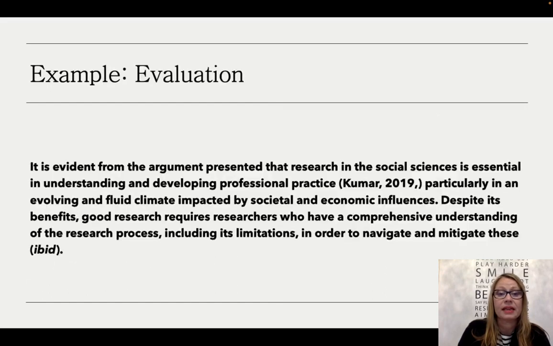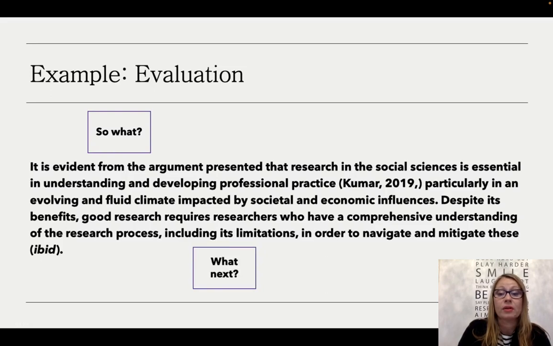So let's look at an example here. Again, I'm going to suggest that you stop the video now and take a moment to read through the paragraph. Okay, so let's see where evaluation is happening here then. So we have got, so what? It's evident from the argument presented. Okay, so we're really explaining, what does this mean?